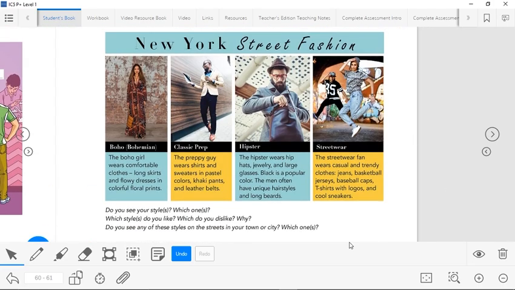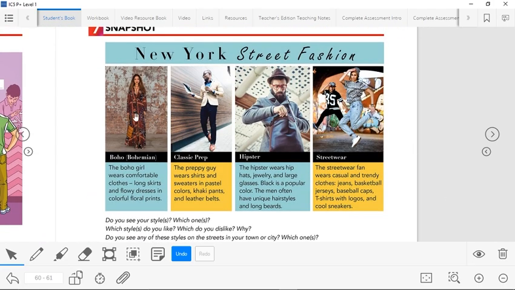It's called New York Street Fashion. All the different street fashion that you can find in New York. Okay, we have boho or bohemian. As we saw in the last video, the boho girl wears comfortable clothes, long skirts, and flowy dresses in colorful floral prints. You know, a lot of flowers on the screen, and it's like a bohemian. Okay, a classic prep. The preppy guy wears shirts and sweaters in pastel colors, khaki pants, and leather belts. This is the classic prep.